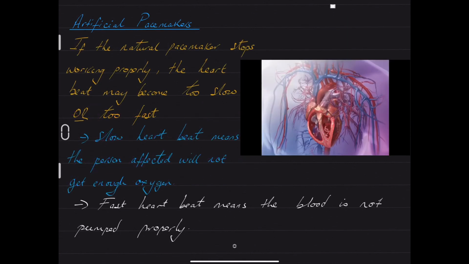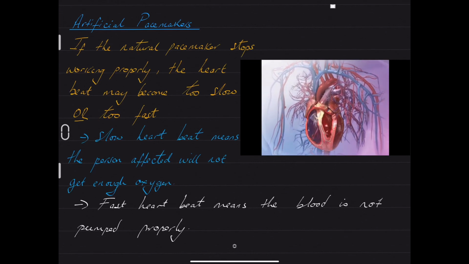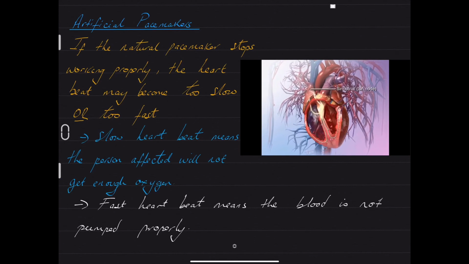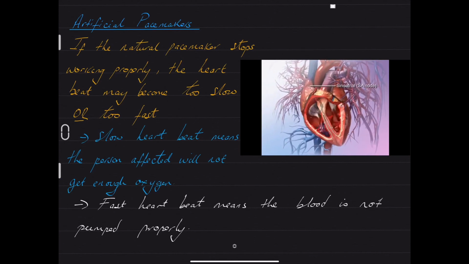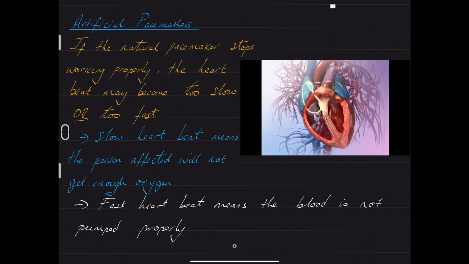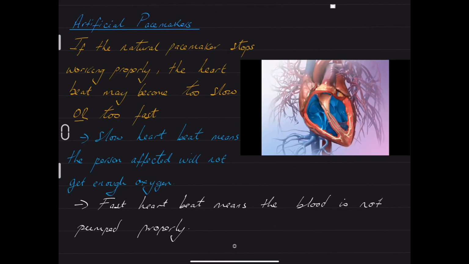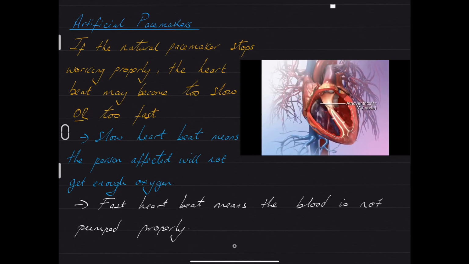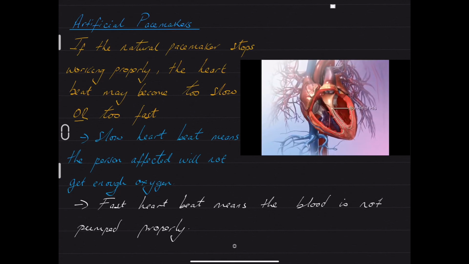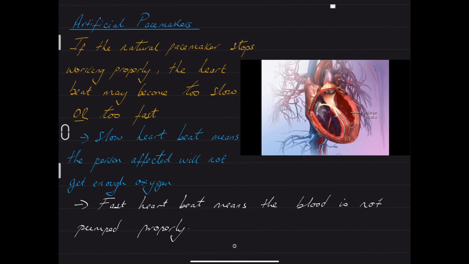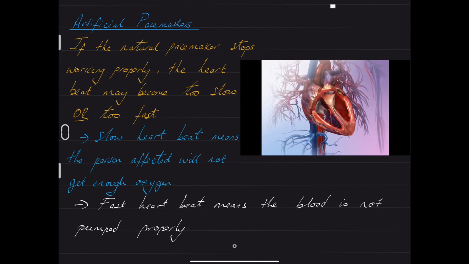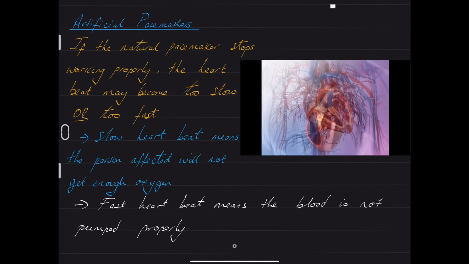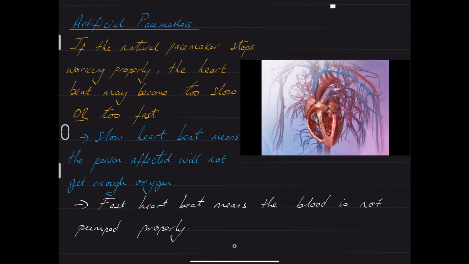If there is an issue with the natural pacemaker in the heart, there are a number of complications that can arise. If the natural pacemaker stops working properly, the heartbeat may become too slow or too fast. If the heartbeat is too slow, the affected person will not get enough oxygen, so the respiring tissues will not receive the oxygen that they require.